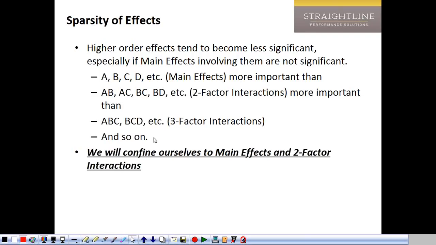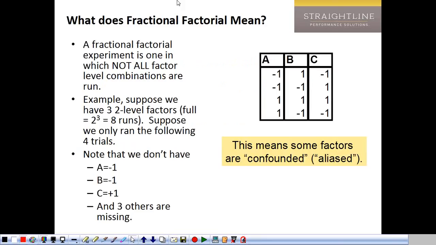Luckily, Minitab is going to help us understand what confounding is by telling us something called the resolution. The resolution. So let me go through exactly what confounding is. Suppose we had three factors, A, B, and C. Now, suppose we didn't have the budget to run eight, which would be very small.